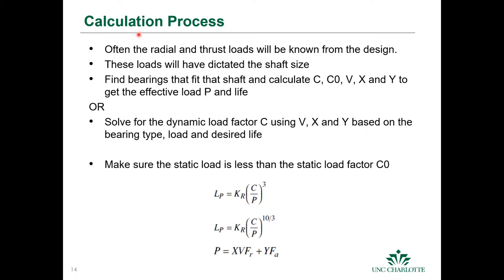Usually we'll know the radial and thrust loads, so if we know those loads, they kind of have dictated the shaft size, and then we find the bearing that will fit the shaft, and then from that bearing we look up the dynamic load, C factor, the static load, C naught, and then the V, X, and Y parameters to get the effective load, P, and the life.